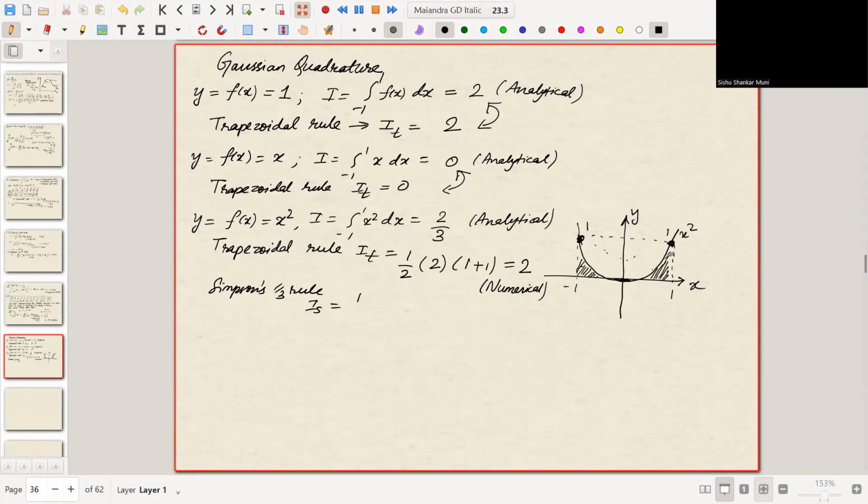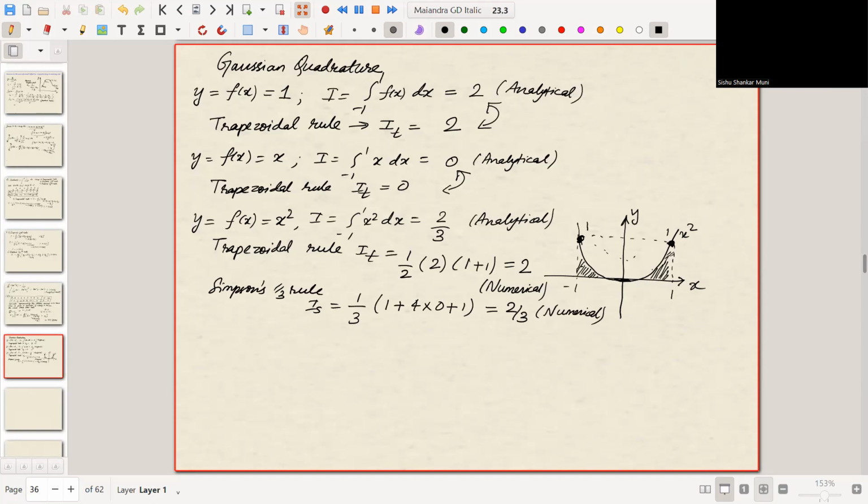So without any delay, I can just write it is 1 by 3, 1 plus 4 times 0 plus 1 again. So you'll get 2 by 3. Okay, so here it matches.